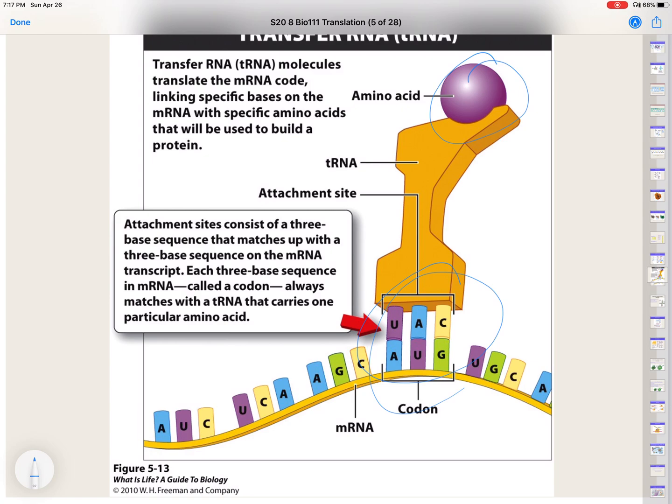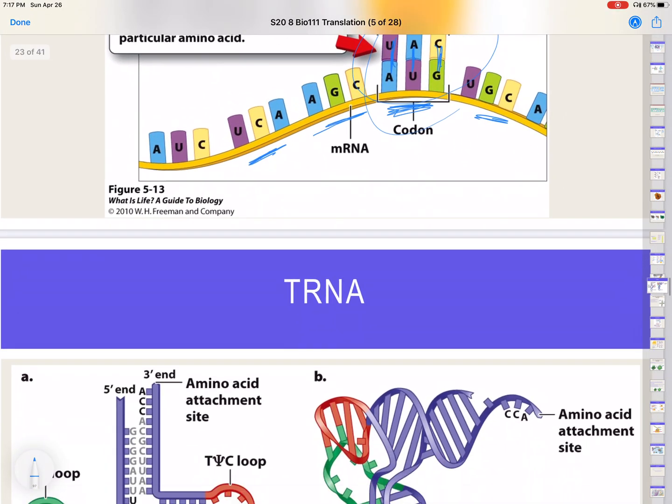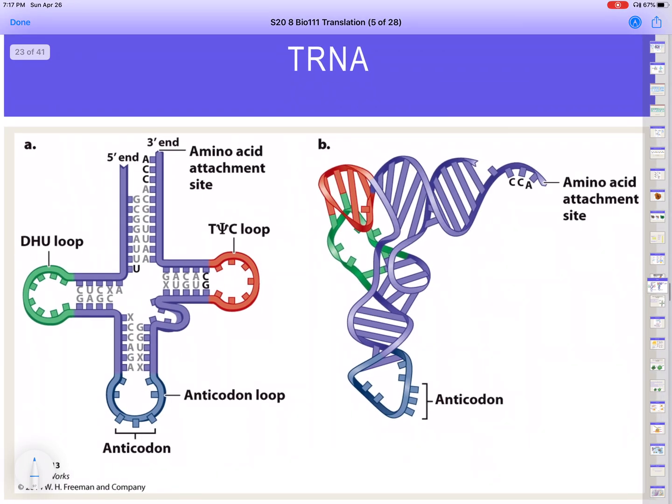Here, this is a messenger RNA, and it's arranged in a triplet sequence. And so tRNAs recognize that triplet sequence, bind to it, and then add its particular amino acid to that sequence. And so if you know what this triplet sequence is, you know automatically what the amino acid is that's going to be produced. And this is a look at the tRNA.